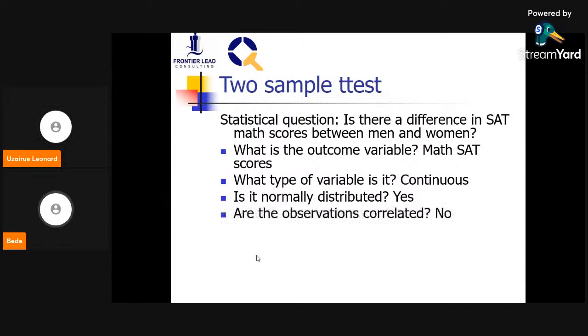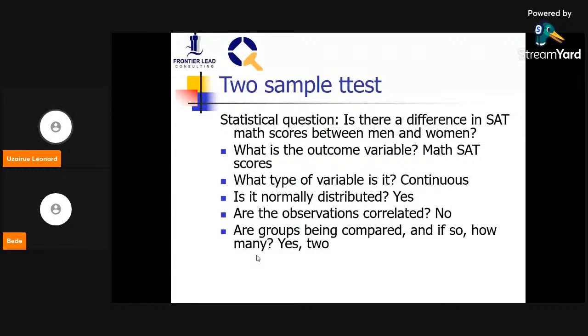How do we know that it is normally distributed? That's for tomorrow's class, but I still have to mention this. Yes, we will know how to check for normality when we get there. So yes, they are normally distributed. Are they correlated? No, because they are not related. Males are different from females. Are groups being compared, and if so, how many? Yes, groups are being compared, and there are two.